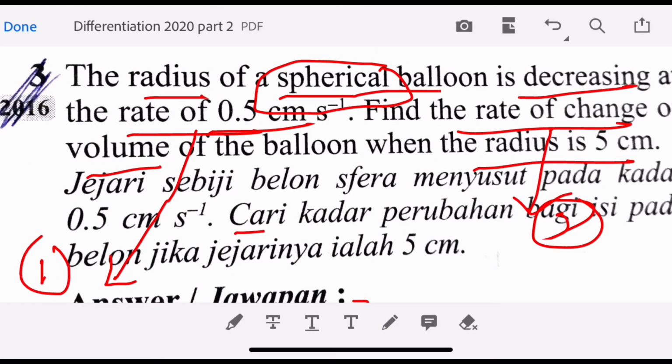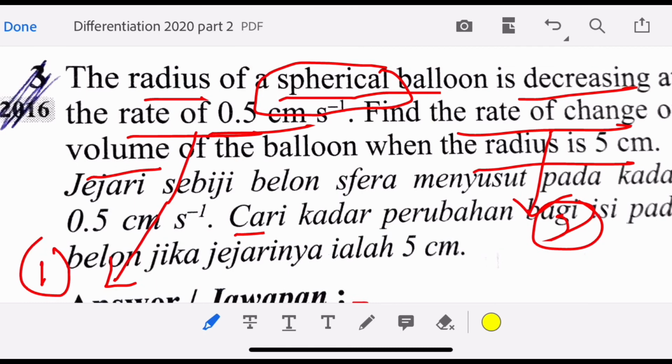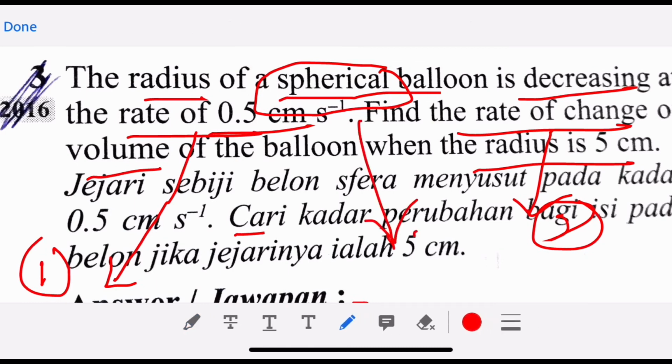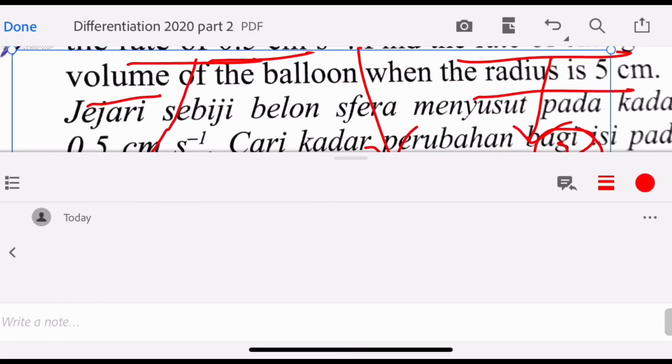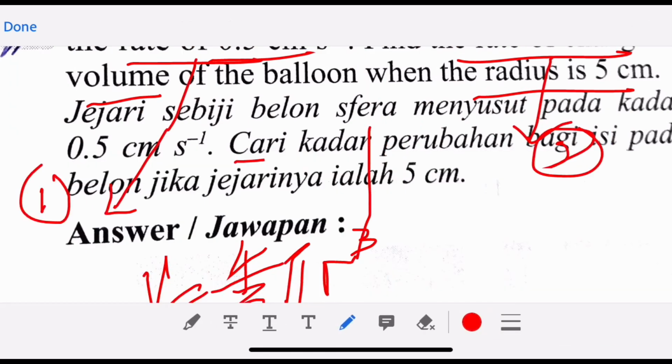Also you have to write down what they ask. So they say find what? Find the rate of change. The rate means dt. So what is going to be over the dt? The rate of change of volume. So that means you have to write dV/dt. So that is what they ask you to find. So you understand the question. Then you write down accordingly. It's always over time, dt.